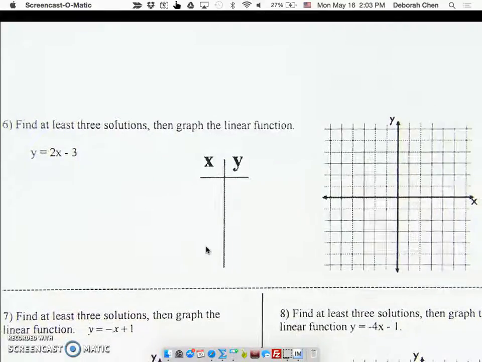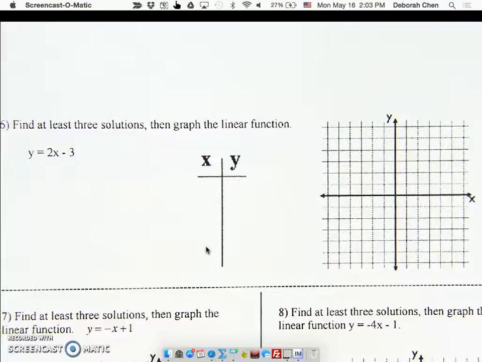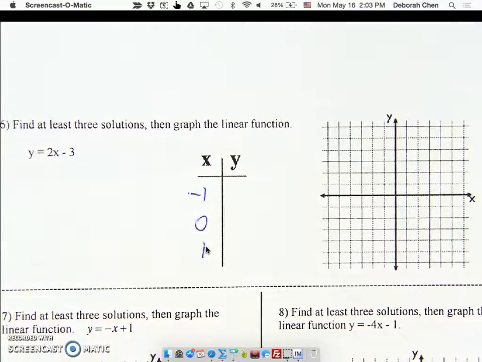I've simplified it to just be an XY table, because since we are choosing very easy numbers to plug in, you can do that in your head, right? So I'm not going to make you show all your work here. I'm plugging in -1, 0, and 1. Really easy numbers. And let's just do this in our head.